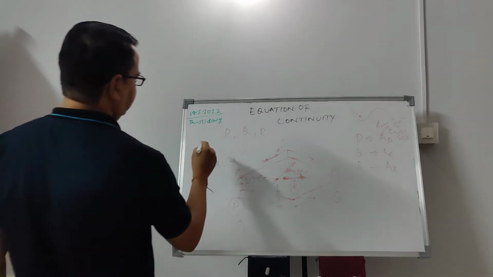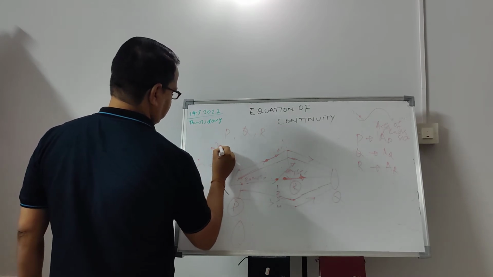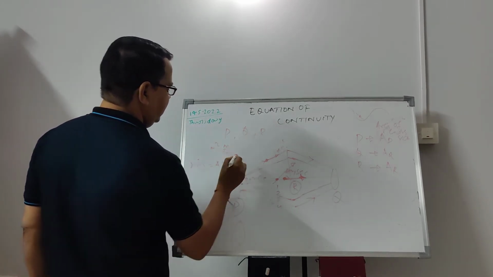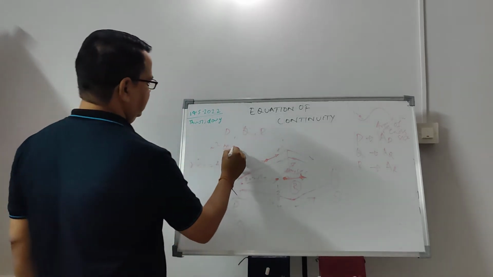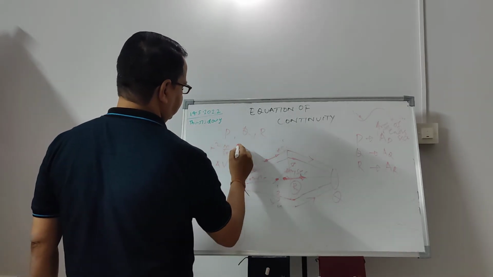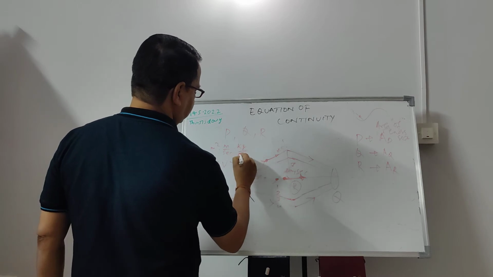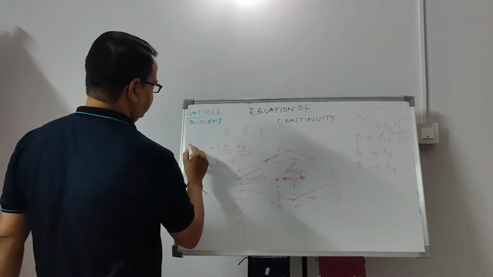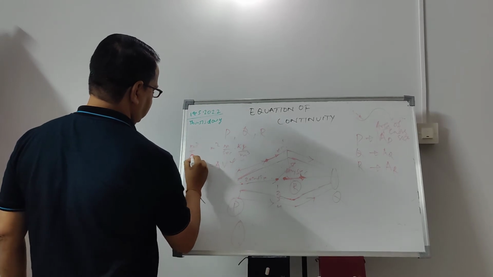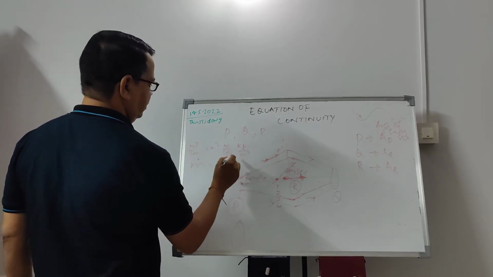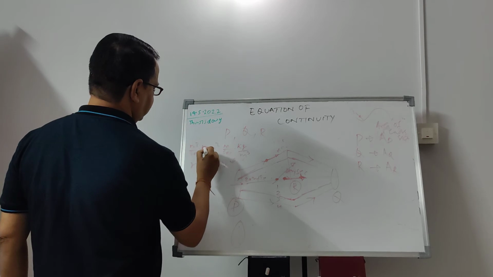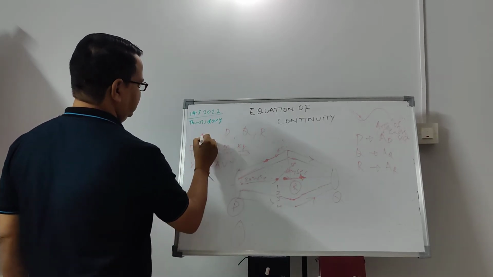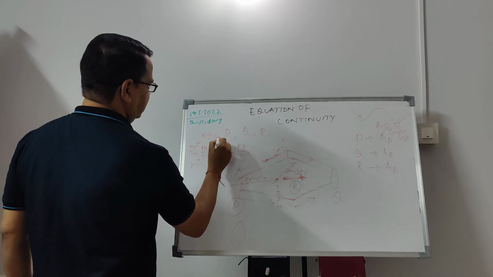Why? Because area is in meter square, velocity is in meter per second, and density is mass per volume, kg per meter cube. These are the three units. So this becomes meter cube per second into kg per meter cube. So this becomes kg per second. Mass rate.